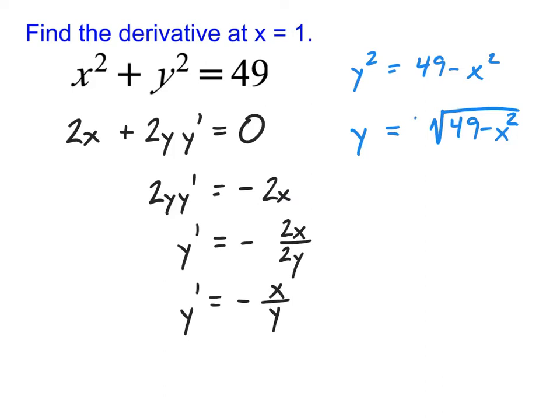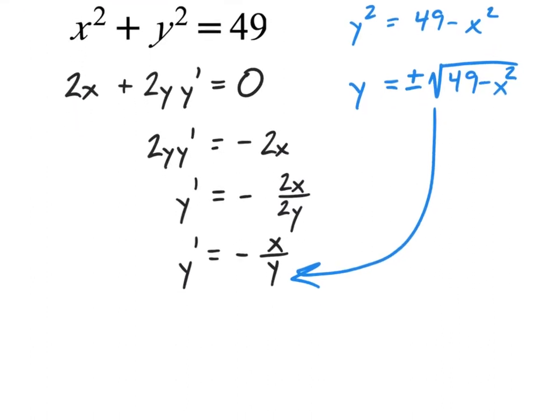Remember that when we take the square root of both sides of an equation, we need to account for both the positive and the negative square roots. So we put that plus or minus out in front of it. All right, which means that now I can go back and plug that down in here in order to be able to continue working on my problem. So then, let's go ahead and scoot this up just a little bit here. We can then say that y prime equals a negative x over plus or minus the square root of 49 minus x squared.